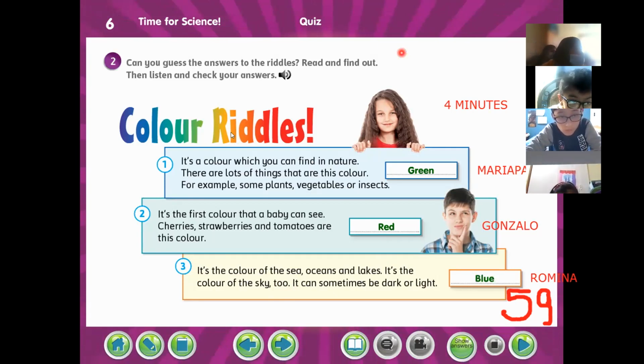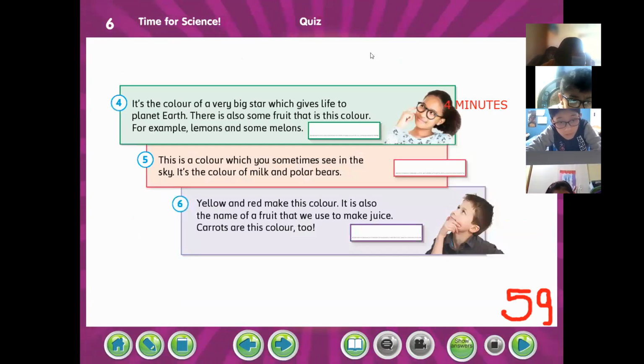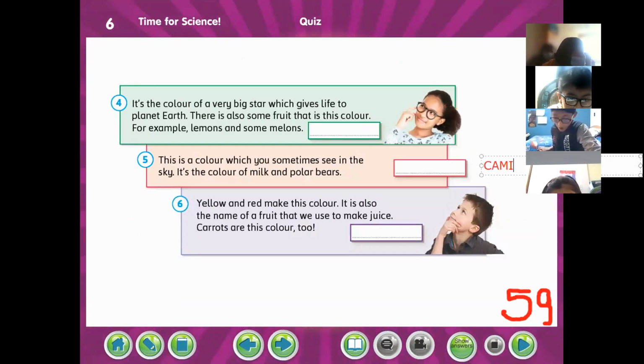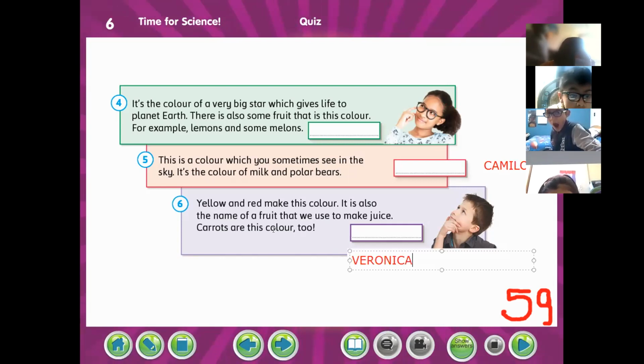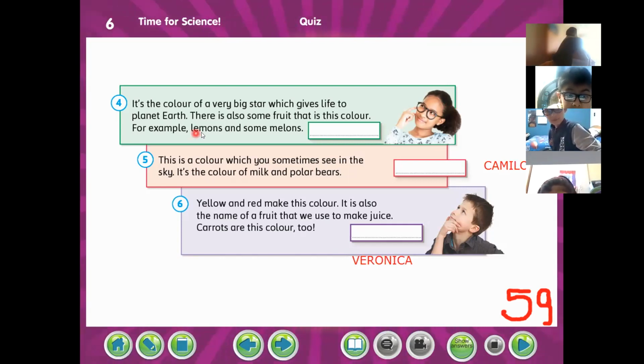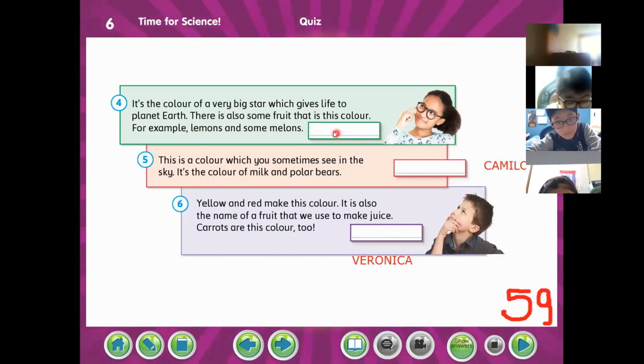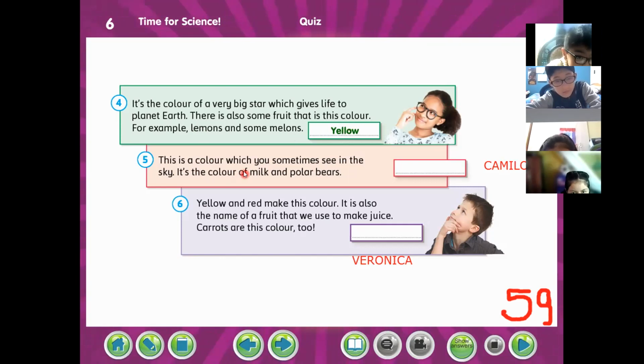Okay? Rodrigo, please, number 4. Okay, teacher. It's the color of a very big star which gives life to planet Earth. There is some fruit this color, for example, lemons and some melons. Teacher, the color is yellow. Thank you, boy. Good job. Camilo, next. This is a color which you sometimes see in the sky. It's the color of milk and polar bears. Teacher, it's the color white. Good job. Thank you, boy.